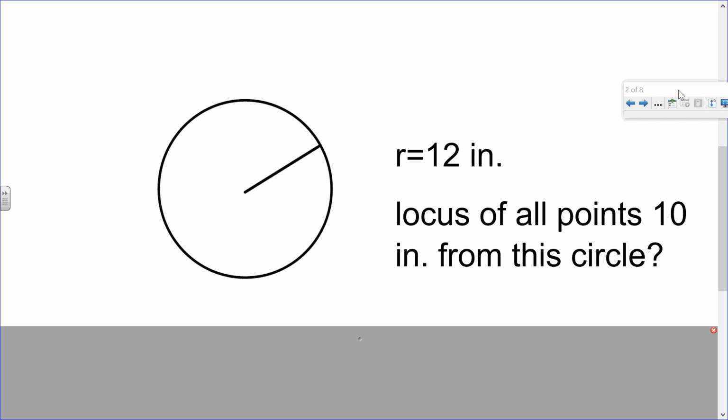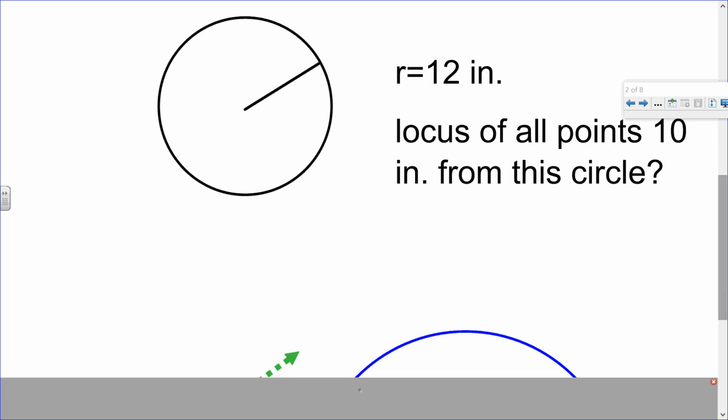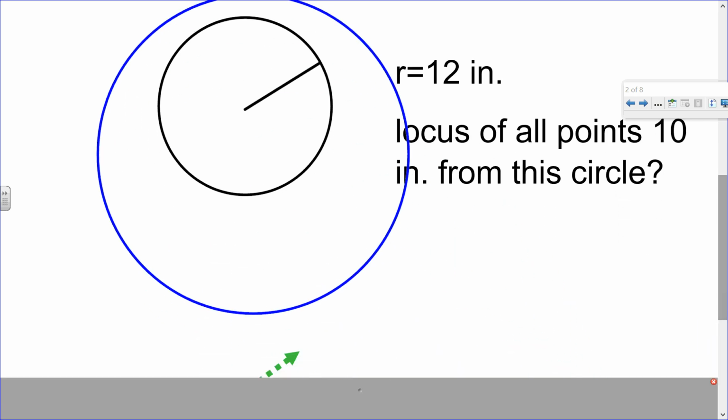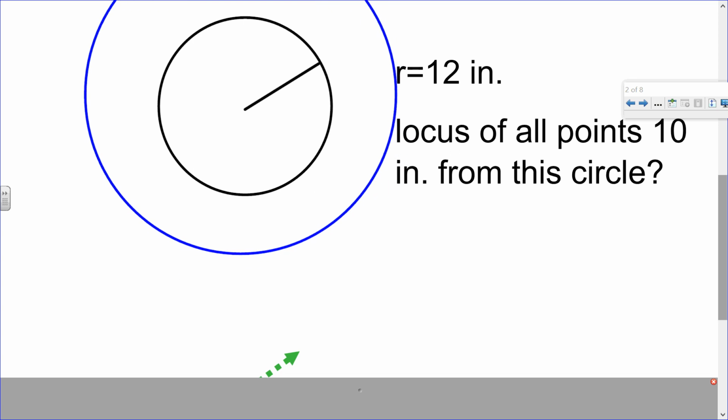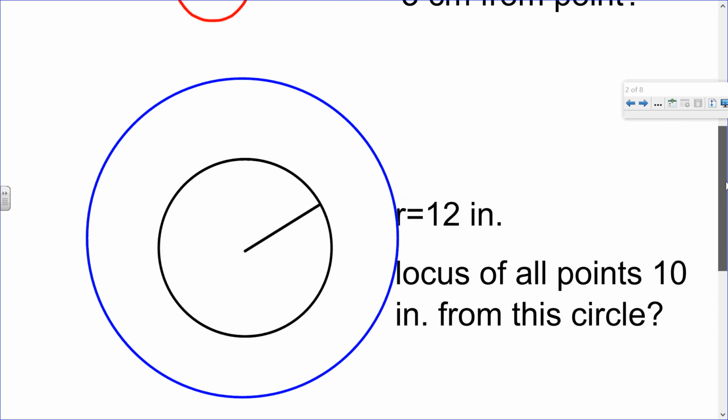Okay, if I go 10 centimeters outside of that circle, I'm going to get a much larger circle. Let's see if I can find one here and bring up here. So if I go 10 inches outside of that circle, I'll have a bigger circle with a radius of 22.